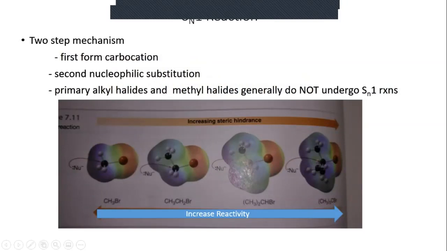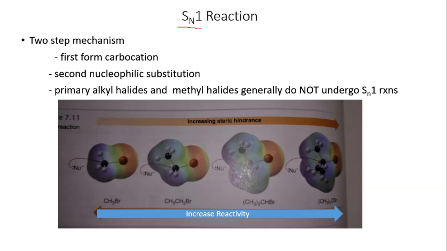So for an SN1 reaction, again, S meaning substitution, the N meaning nucleophile, the 1 meaning it's a unimolecular step, the rate determining step. So the rate law only has one species in it. But again, SN1 reactions are two-step mechanisms. Always in the first step, you form the carbocation. So the leaving group leaves, forming the carbocation.